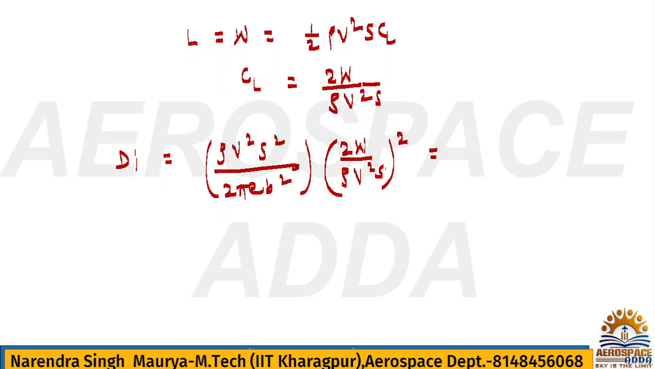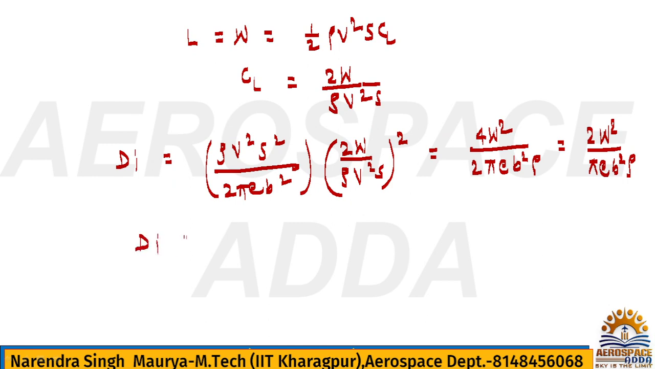Now I think one rho will be there in the denominator, V square S, that will be cancelled out. So I can write here 4W square divided by 2 pi E B square and rho. One rho will be left, you please check it. Check the calculation. Ultimately what you got, 2W square divided by pi E B square rho.